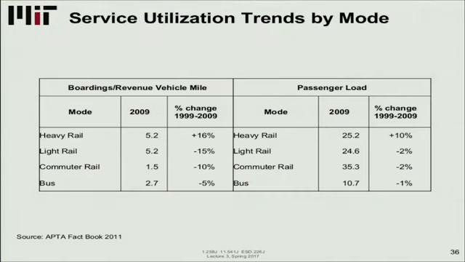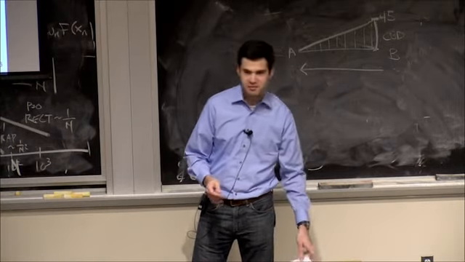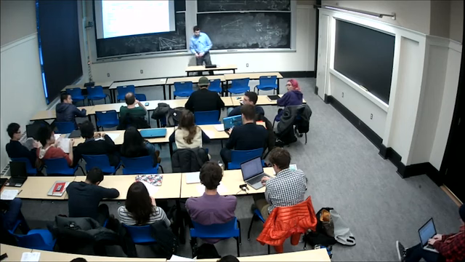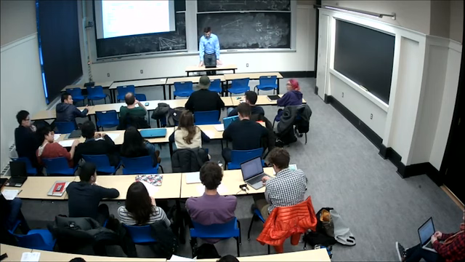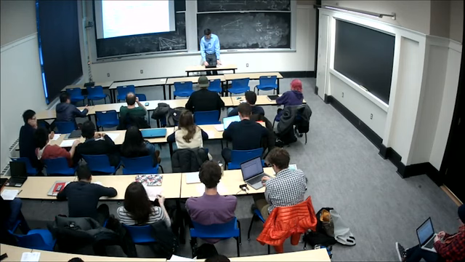Okay, so slide. Do you have any questions on these modes and their characteristics and the roles they play? Yes? Two questions. First of all, what exactly is revenue vehicle mile? And second of all, can you talk about why light rail is being so much more operated, but people aren't going on it? Why is there a change?